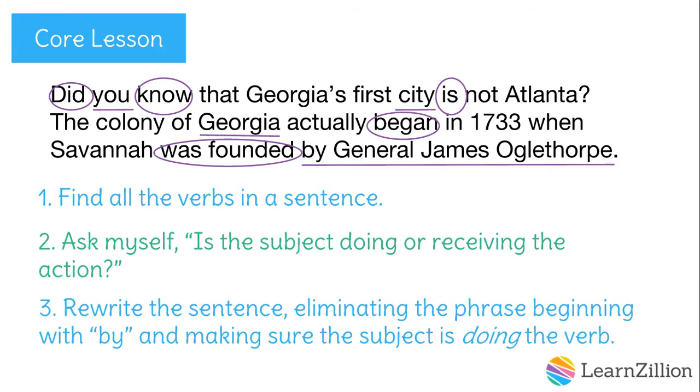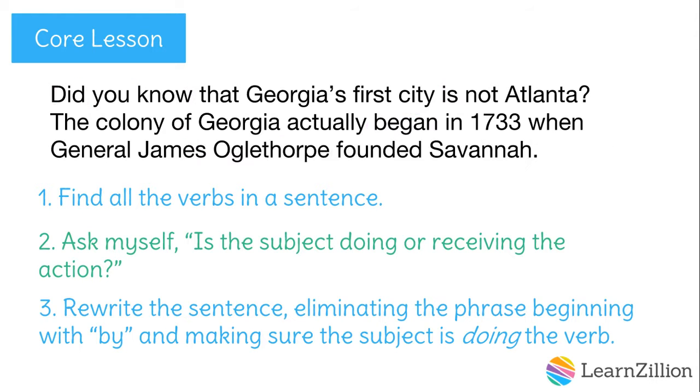All we need to do here is get rid of this by statement and rewrite the sentence, eliminating the phrase beginning with by and making sure that that subject is doing the verb. So here I'm actually going to move General James Oglethorpe to the subject spot in the sentence. That usually means that we move it so that it comes before the verb. So let's rewrite the sentence like this. The colony of Georgia actually began in 1733 when General James Oglethorpe founded Savannah.